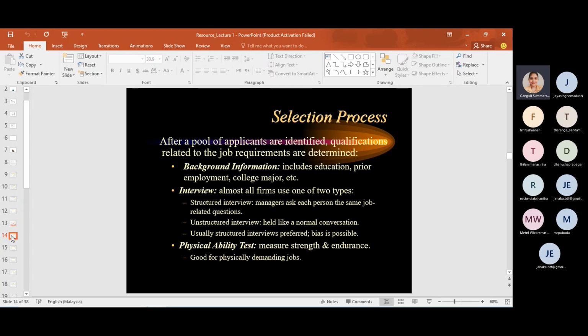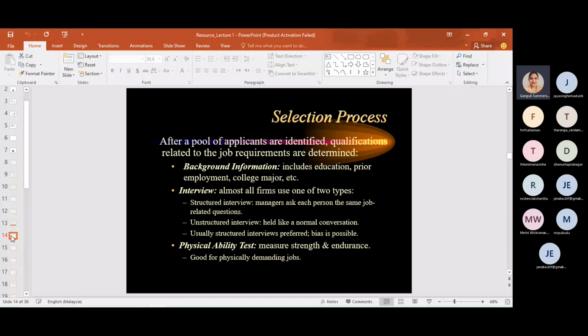Why do we call it an unstructured interview? Because it is not structured, it is unstructured. So there are no pre-made questions in an unstructured interview. It happens just like a normal conversation. Of structured and unstructured interviews, usually structured interviews are preferred. Usually it is believed that structured interviews are better than unstructured interviews.